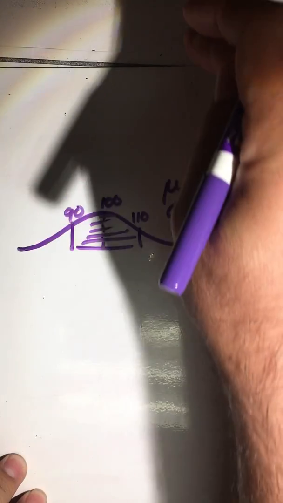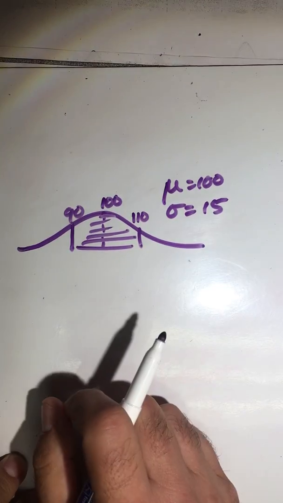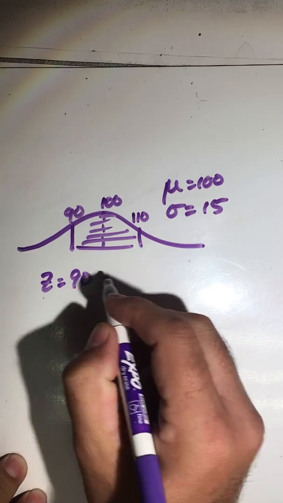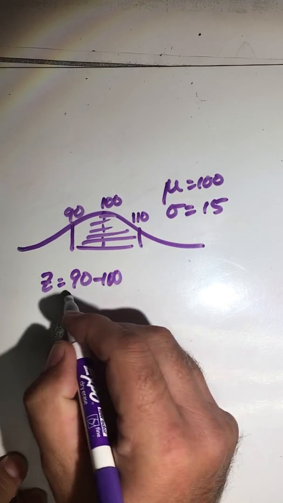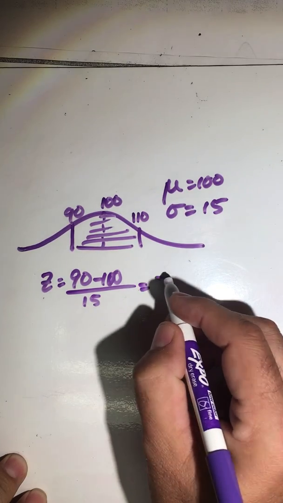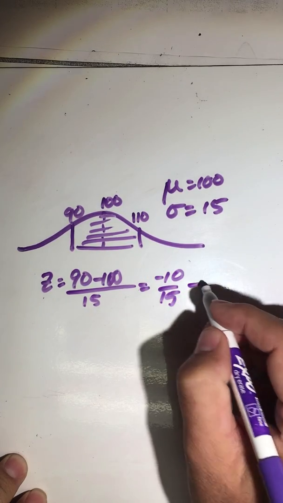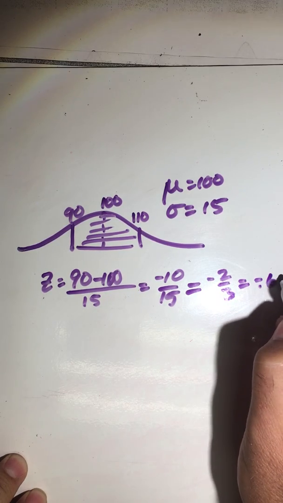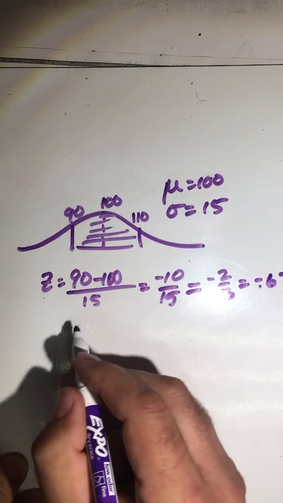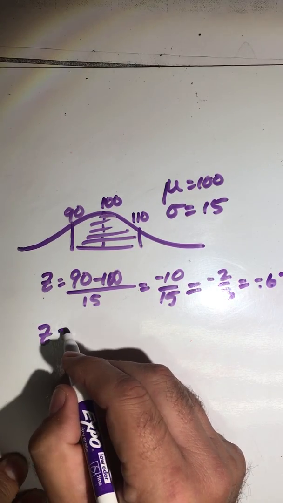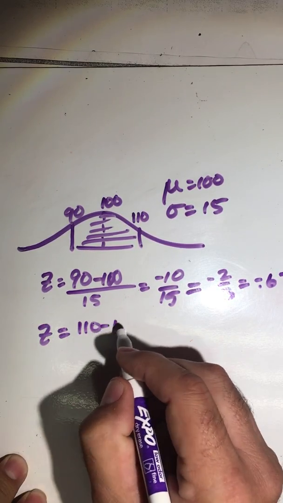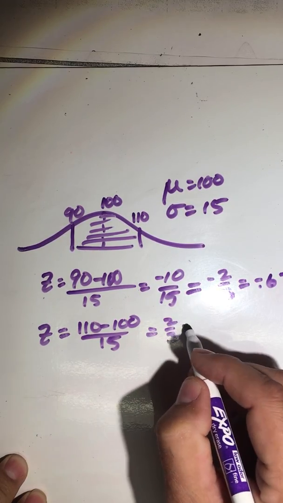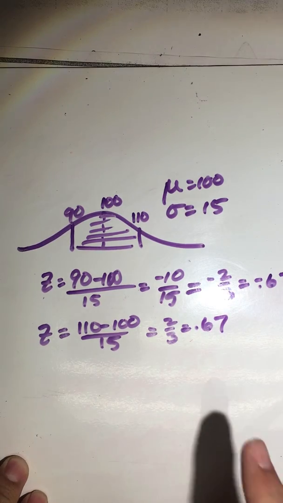And I'm going to do it two ways. I'm going to do it on the table, and I'm going to do it using the calculator. So I'm going to need the z-scores. The z-score for 90 is 90 minus 100 divided by 15. So this is negative 10 over 15, which is what? Negative 2/3. So that's negative 0.67. All right, so that means the z-score for 110 is going to be positive 2/3, which is positive 0.67.